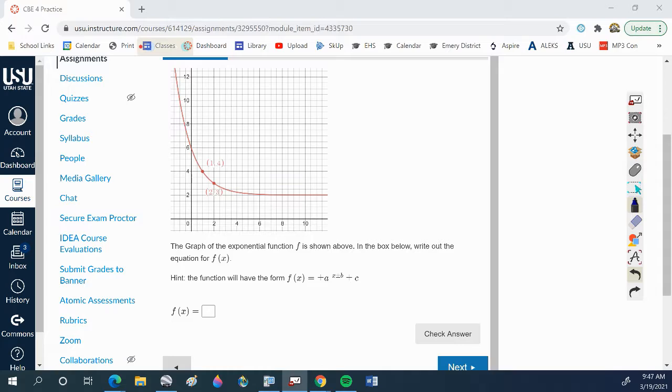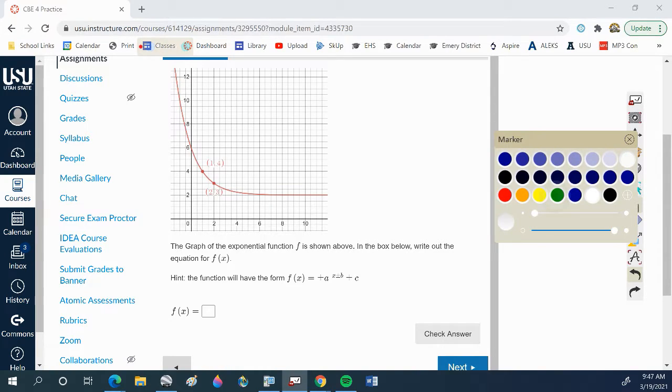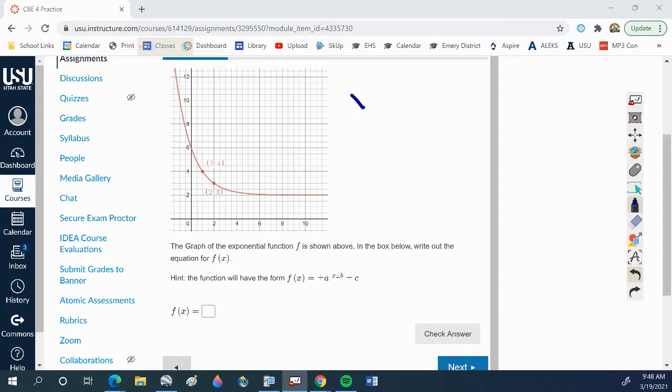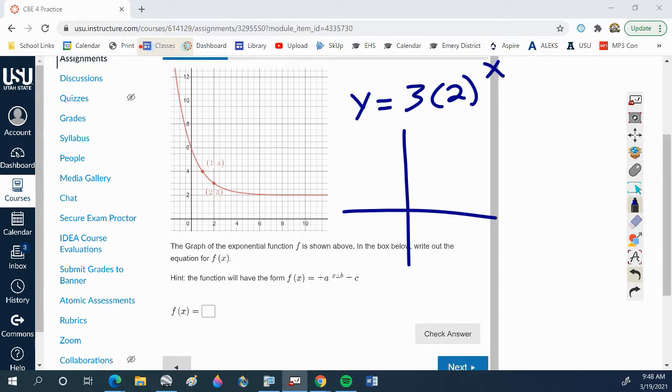So first we need to learn a little bit about exponential graphs. So if I had y equals 3 times 2 to the x. That's going to hit the y-axis at 3. And is this a growth or a decay? Growth, because it's bigger than 1. So the graph is going to look like that.